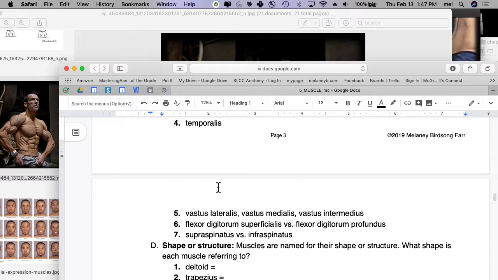So the flexor digitorum superficialis, and then its friend is the flexor digitorum profundus, which is going to go to the same joints, right? And actually going to be deeper. Does that make sense?